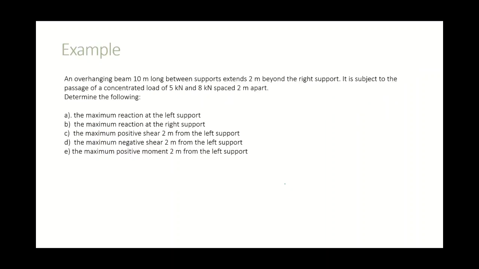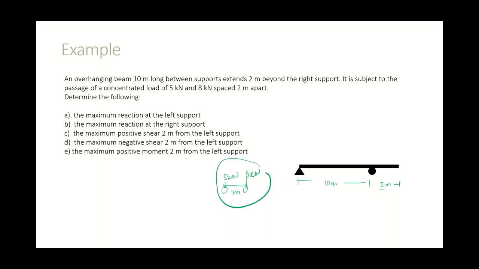Okay, so let's have an example. An overhanging beam, 10 meters long, extended by 2 meters past the right support. It is subjected to a passage of 5 kilonewton and 8 kilonewton, 2 meters apart. This is the moving load. An example of a moving load is a car or vehicle, where the rear is 8 kilonewton and this is the 5.